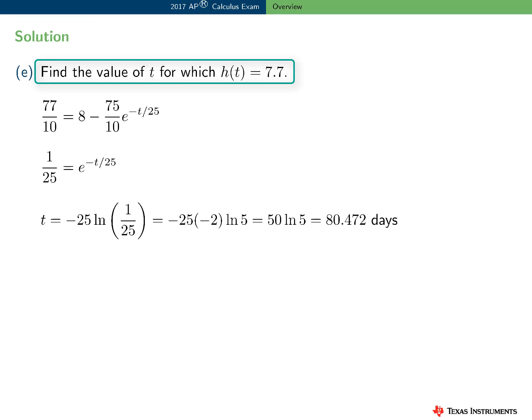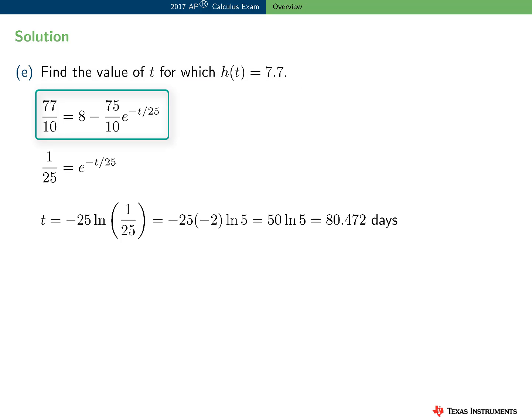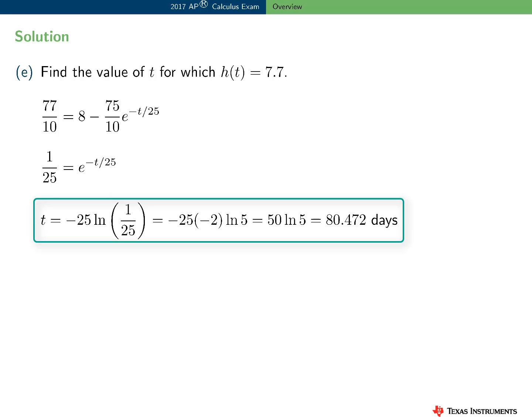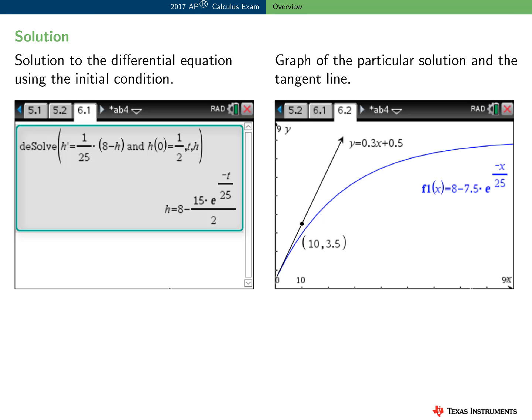Let's suppose that the corn will be harvested when the stalk is 7.7 feet high. Find the value of t for which h of t equals 7.7. Now, I used a fraction equivalence here in order to find an exact symbolic answer. So bring the constants to the left side, take the natural log of both sides, and the value of t is approximately 80 days. Here are some technology solutions to this example.